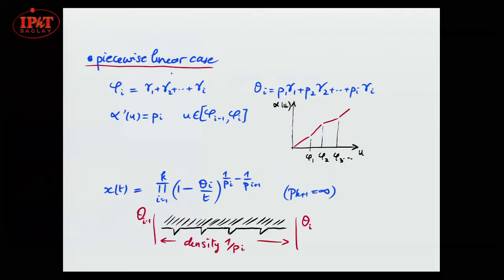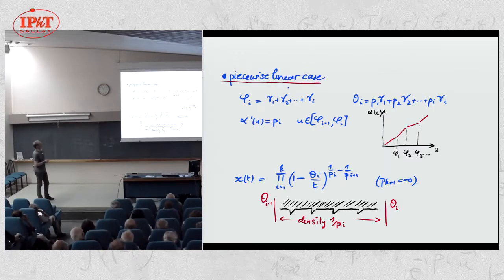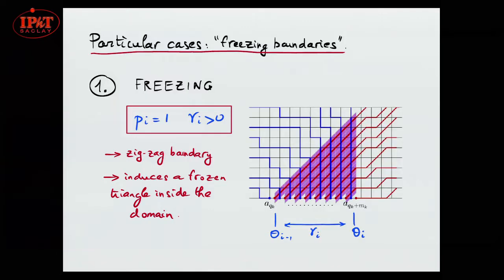Okay. Now another case which is interesting is the piecewise linear case. So now alpha prime is going to be constant, but by pieces, so constant on certain intervals. This is the situation. And remember, these constants have to be larger or equal to 1. So now the x of t has this form, a very nice extension of the previous result. And now the boundary looks like this, and you see between theta i minus 1 and theta i, which correspond to these numbers here, you have a density 1 over pi. So here are particular cases.